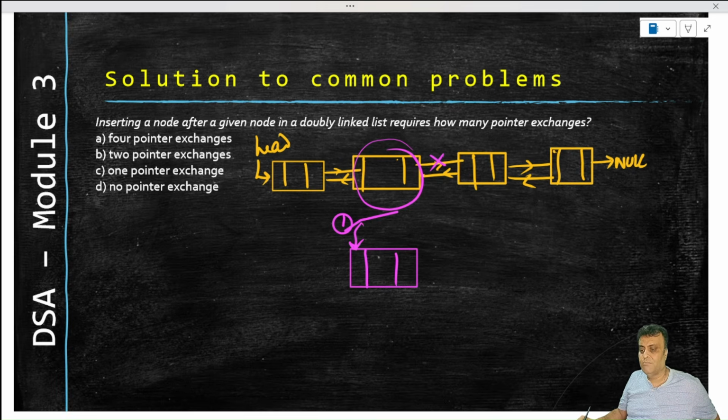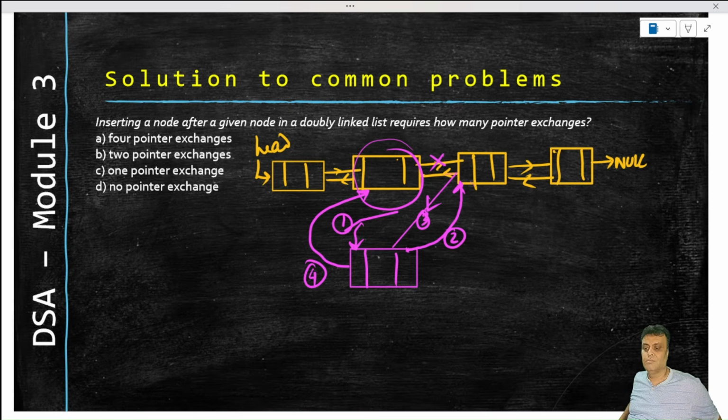Next, what needs to happen? This particular node needs to point back to this node, that is the second pointer exchange, right? And then what needs to happen? Then this previous pointer needs to point to the new node. So for this node, the previous node is the new node, and for the new node, the previous node is this node. This is the fourth pointer exchange. So these are the 4 pointer exchanges that we have to do.